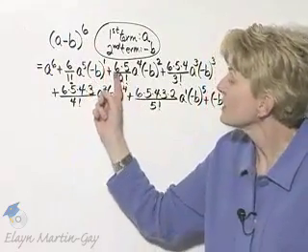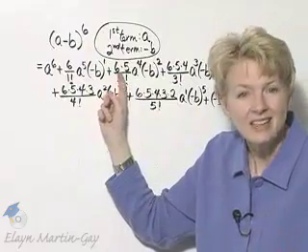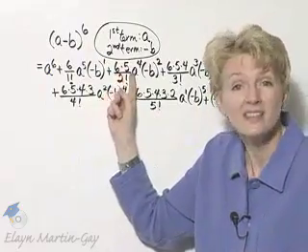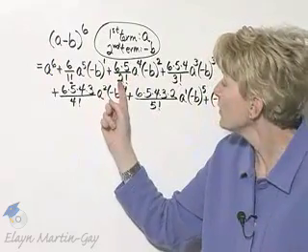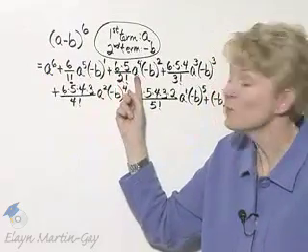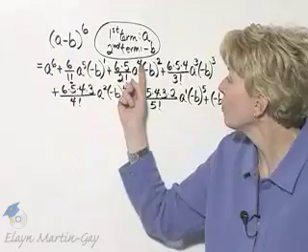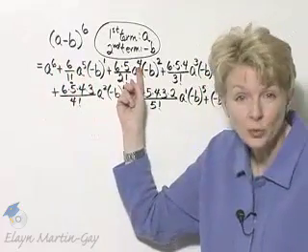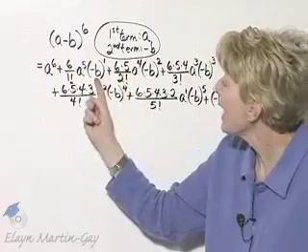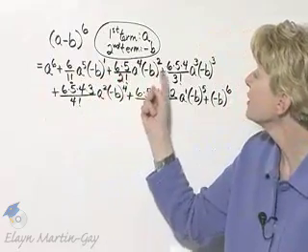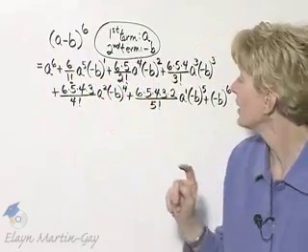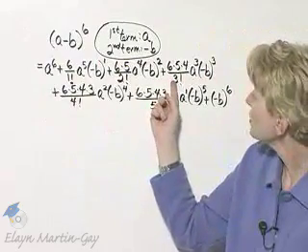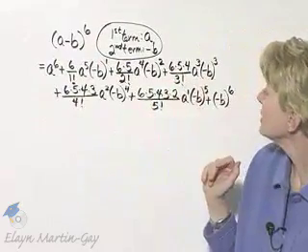Then the next term is, in the formula, it says n times n minus 1. Well, n is 6, so n minus 1 is 5 over 2 factorial. This is a raised to a power of 4. Notice each time the power of a decreases by 1, and the power of negative b will increase by 1. And then we continue. 6 times 5 times 4 over 3 factorial, a cubed, negative b cubed.